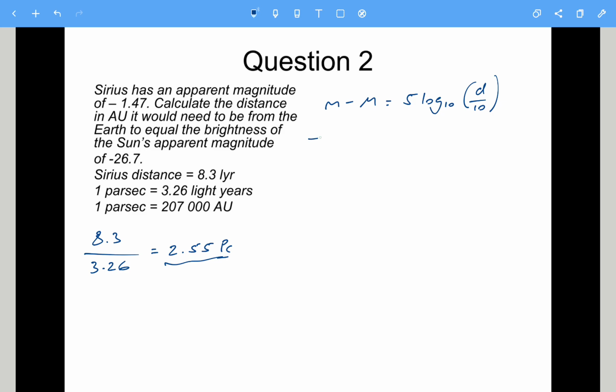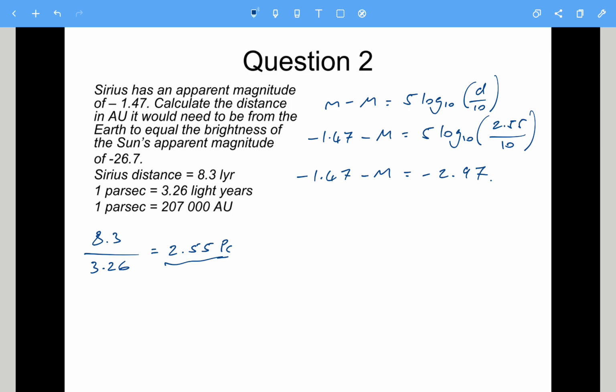So the apparent magnitude, minus 1.47, minus the absolute magnitude equals, on the right-hand side, 5 log base 10 of 2.55 divided by 10. Let's do the right-hand side first. 2.55 divided by 10 is 0.255. If we log that, we get minus 0.59, and then we times that value by 5. So we end up with minus 1.47 minus the absolute magnitude equals minus 2.97.